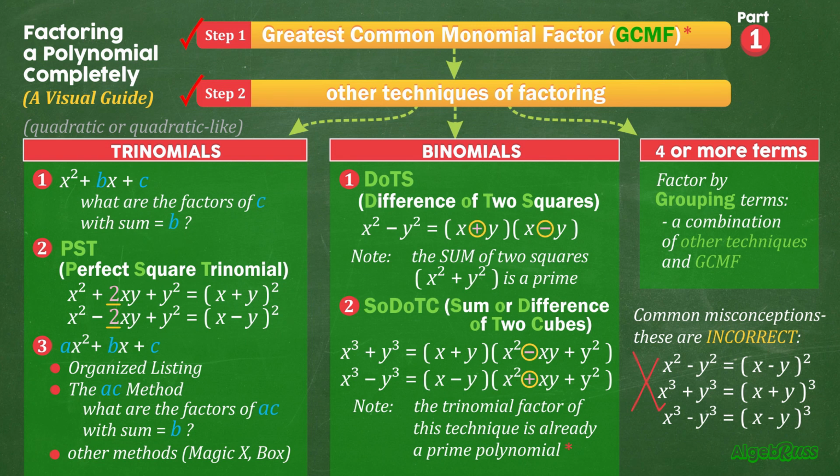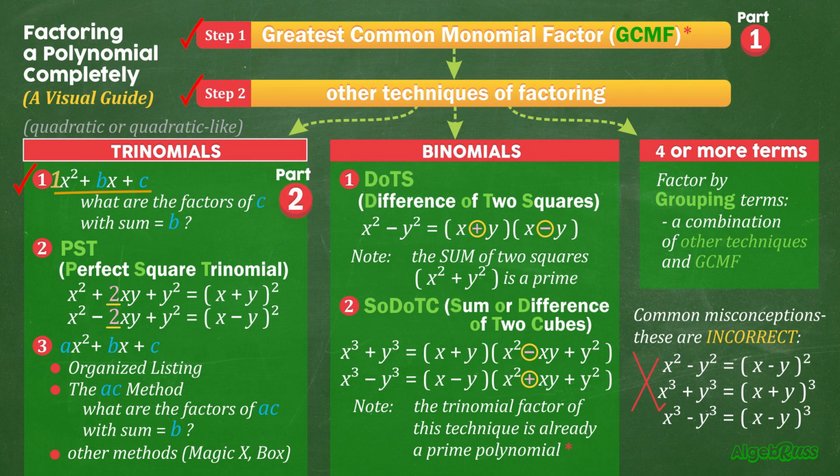So far, we started discussing trinomials with leading coefficient equal to 1. That is part 2 of this tutorial series. Also, we made a small detour to factor quadratic-like trinomials here, which was discussed in part 3. And in 2 videos so far, we learned factoring trinomials of the general form, the case where the leading coefficient is not equal to 1.